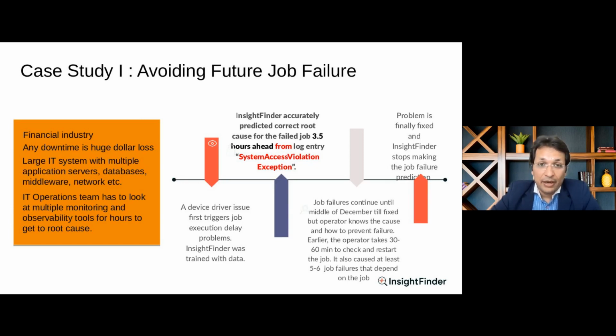But with InsightFinder, my team started taking proactive actions to prevent failure of the jobs. And once the job was fixed, InsightFinder stopped predicting any more job failures in that context. Just because the tool uses all those 3 key ingredients that I mentioned: tuning-free unsupervised machine learning, multivariate and multimodality analysis, and all of this happening in real time with a real-time stream of data.